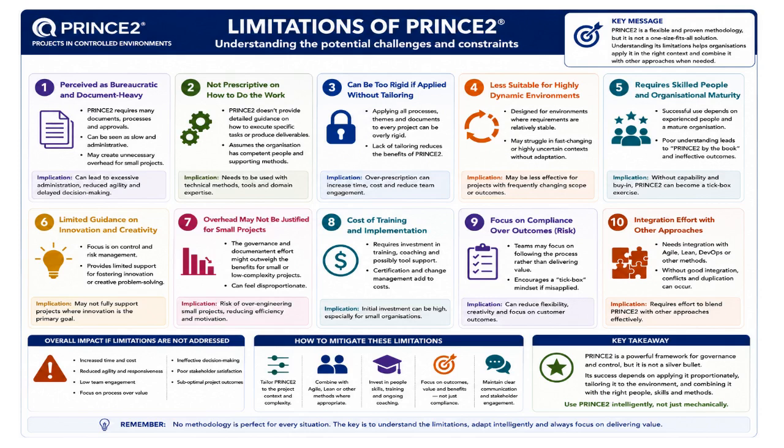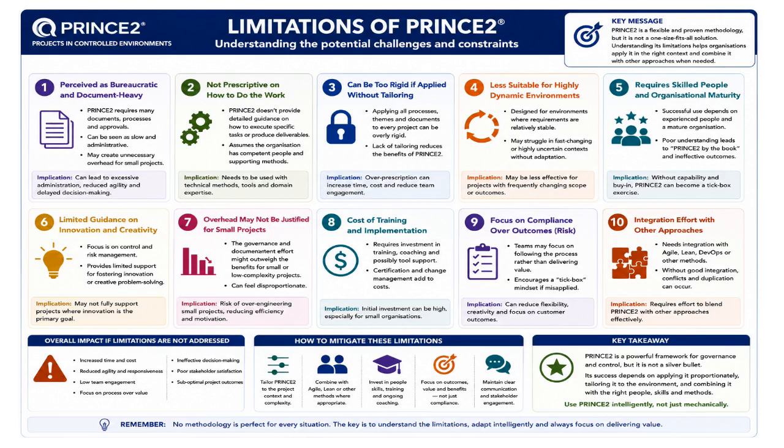Finally, the key takeaway on the right-hand side summarizes the most important message of this slide. PRINCE2 is a powerful framework for governance and control, but it is not a magic solution for every project. Its success depends on intelligent application, proportional tailoring, skilled people, strong leadership, and combining it with the right supporting approaches when necessary. The reminder at the bottom captures this perfectly.